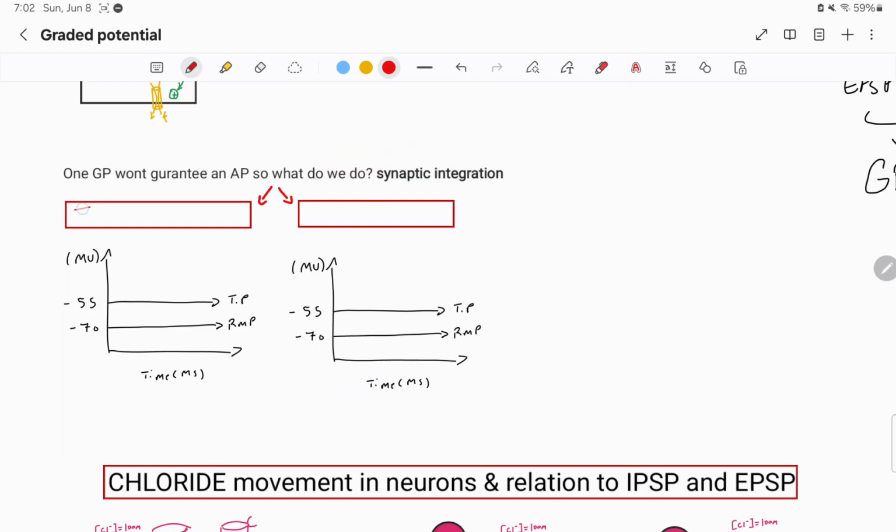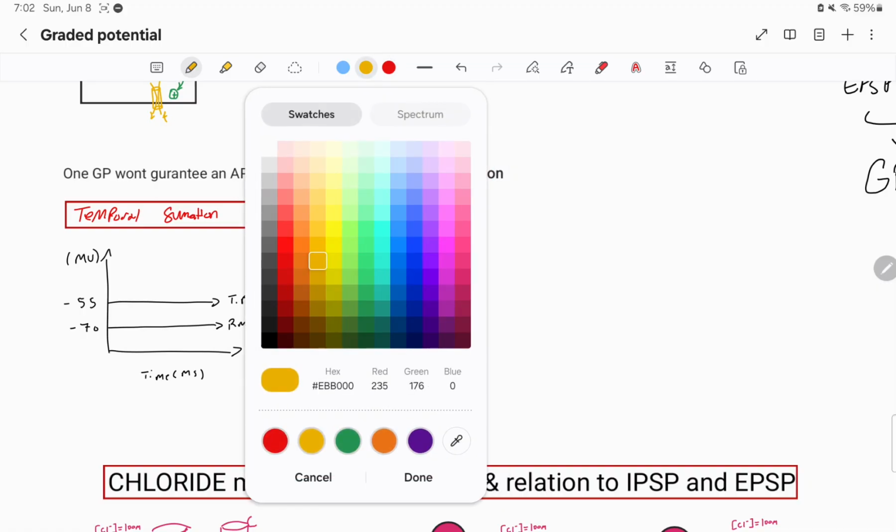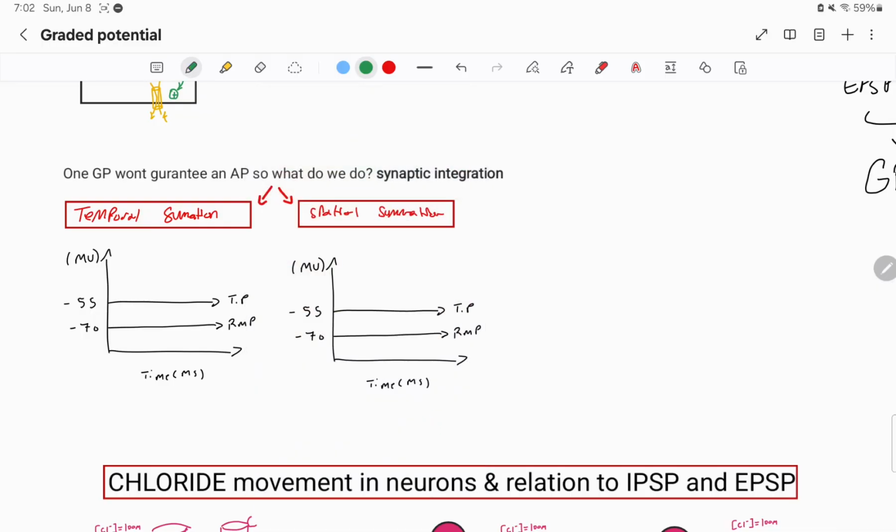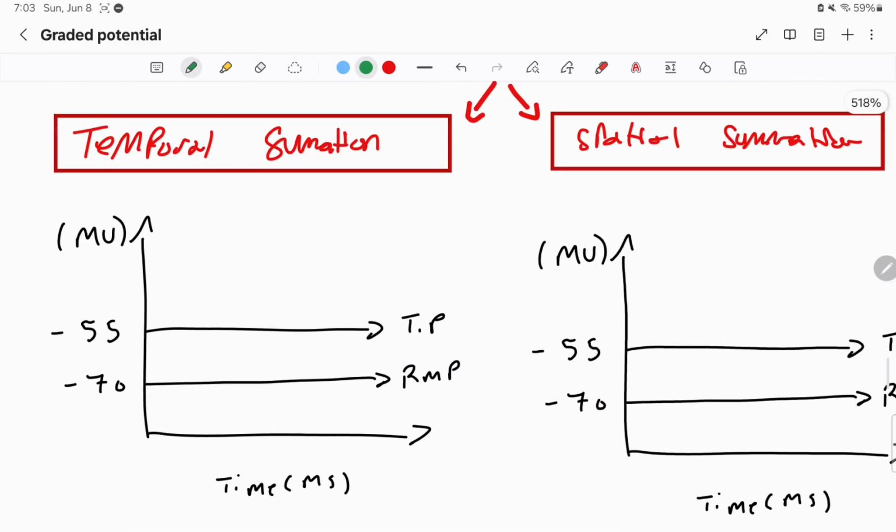And that will lead me to these two things. I can have something called temporal summation and another thing called spatial summation. Okay, now bear with me here. What is temporal summation and what is spatial summation? Okay, temporal summation is, imagine this. Imagine I have a neuron right here, right?